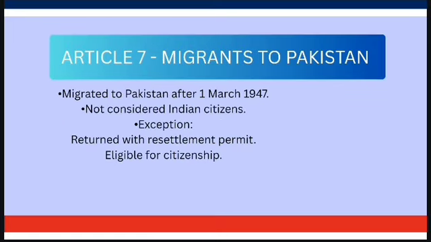Next is Article 7, which is migrants to Pakistan. Article 7 dealt with people who migrated from India to Pakistan after 1st March 1947. Such persons were generally not considered Indian citizens. However, an exception existed. If a person returned to India under a permit for resettlement or permanent return, he or she could regain Indian citizenship according to prescribed procedures. Thus, Article 7 prevented automatic citizenship for those who left India for Pakistan but provided an opportunity for returnees.